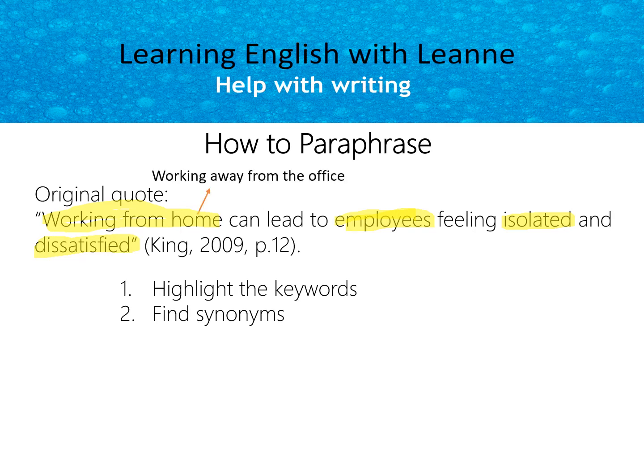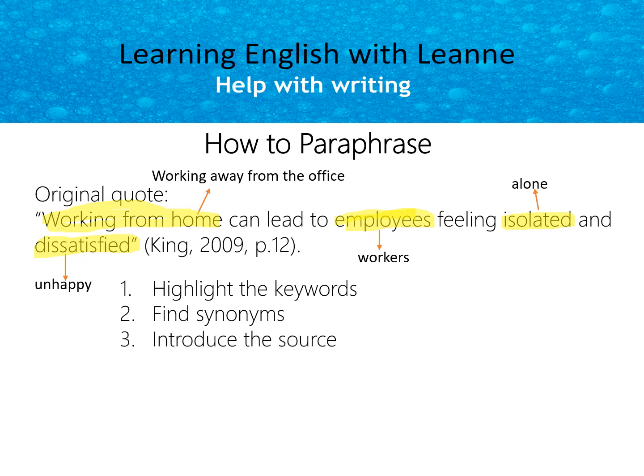So the first one, working from home, we could change this to say working away from the office. Another word for employees, we could say workers. Feeling isolated, so this isolated is to be alone. And dissatisfied, unhappy. Okay, so I've got the key words and I've used synonyms now so that I can say the same thing in a different way.